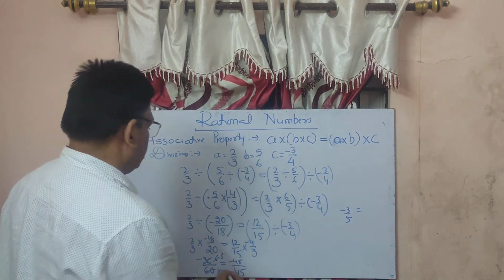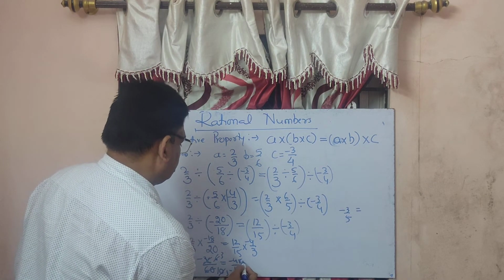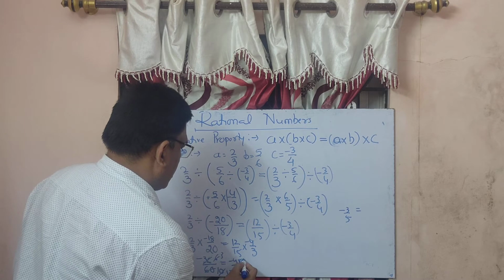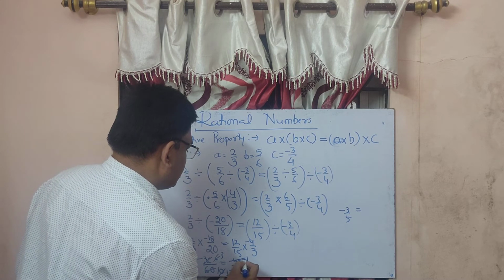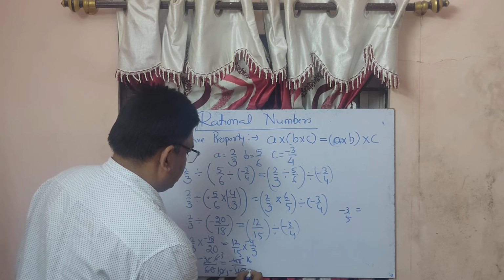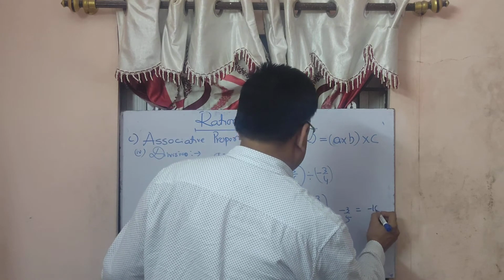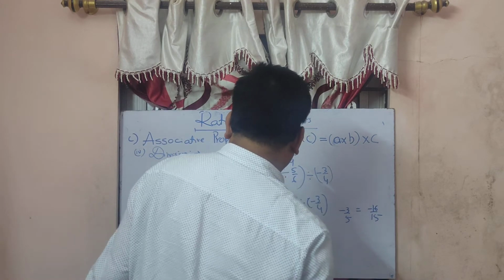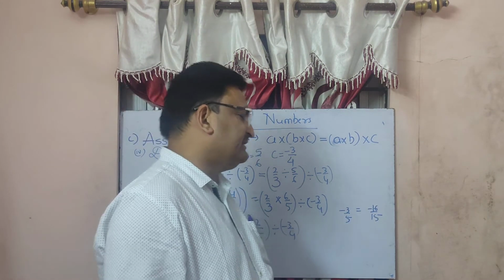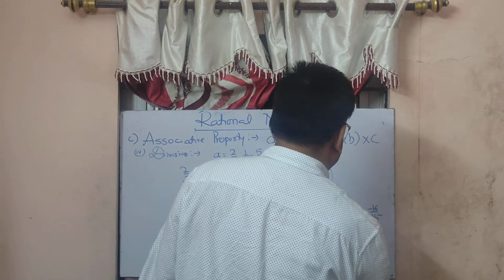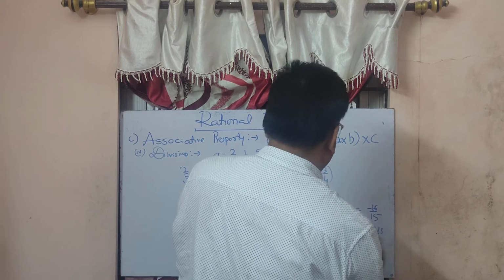Okay, now here also. Now 3 1s are 3, 3 6s. 3 1s, 5s. So 16 upon 15, minus 16 upon 15. So by looking at these numbers, you can easily say LHS is not equal to RHS.